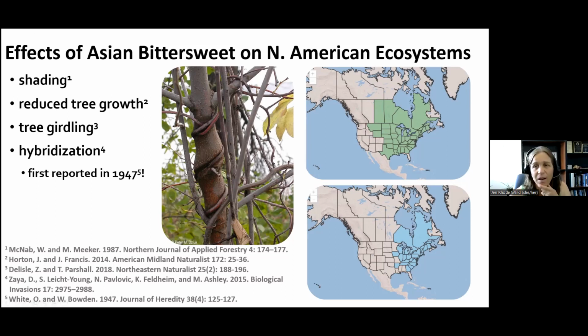And you can see how that might happen if you look at these two distribution maps. The top distribution map with the green is the distribution of American bittersweet, the native bittersweet, and the bottom distribution map in blue is the distribution map of the Asian bittersweet. And in many places, including along the Blue Ridge Parkway, these species co-occur and readily hybridize. They're flowering at the same time. They share pollinators. They can also do wind pollination. There's lots of opportunity for hybridization.